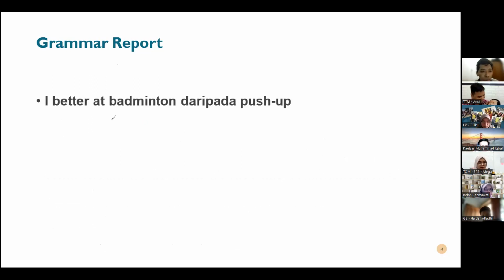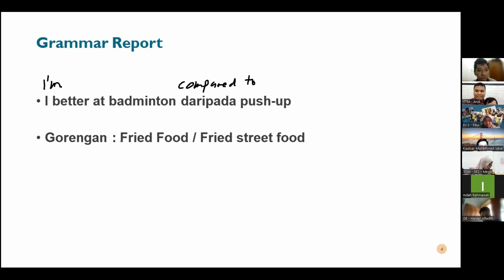Someone mentioned "I better at badminton daripada push up." Maybe they forgot, it should be "I am better at badminton compared to push-ups." And lastly, gorengan, we can call it fried food or fried street food.